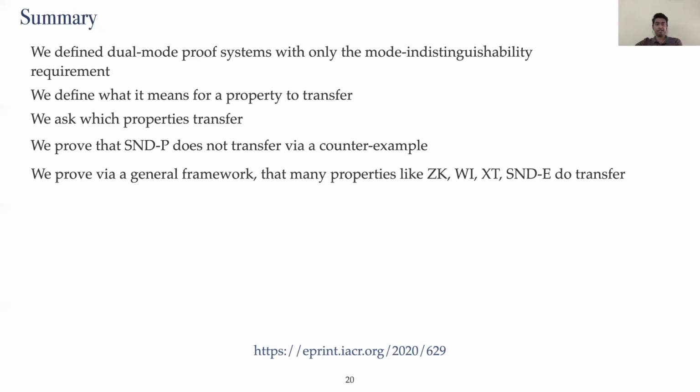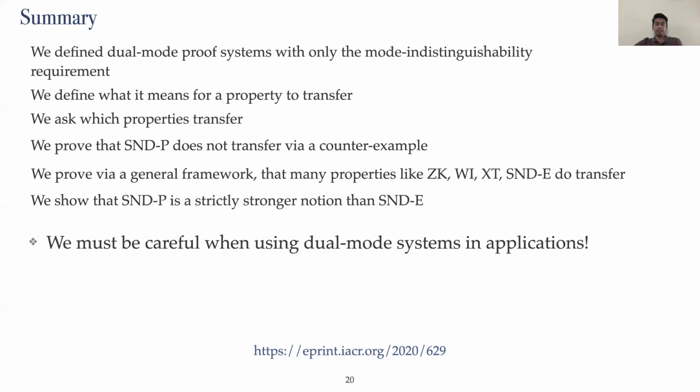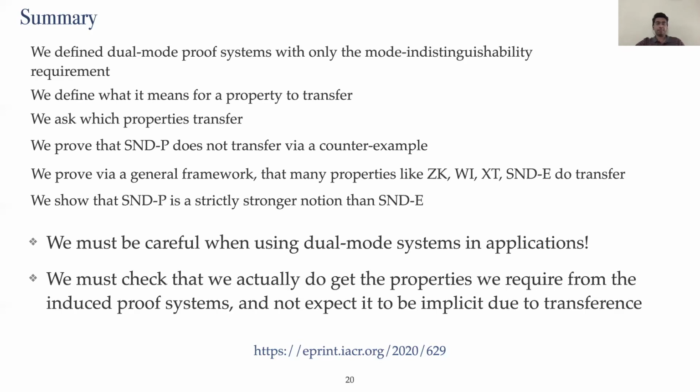We prove via a general framework that many properties like zero knowledge, witness indistinguishability, extractability, and the exclusion form of soundness do transfer. We also show that the penalty style definition of soundness is a strictly stronger notion than the exclusion style definition of soundness. The main takeaways are that we must be careful while using dual mode systems and applications. We must check that we actually do get the properties we require from the induced proof systems and not expect it to be implicit due to transference.